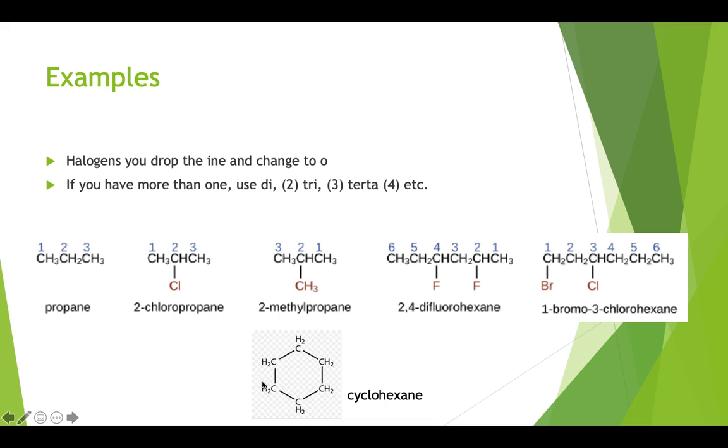Here we have a group of carbons that are in a ring. And so we count how many carbons there are, and we add the prefix cyclo. So this is cyclohexane.